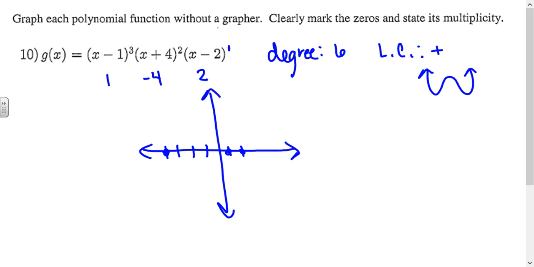Then we have to check to see if it's supposed to cross the x-axis or touch the x-axis. So this one is odd, so it crosses at this one. This one is even, so it touches at this one. And this one is odd, so it also crosses at this one. And the end behavior is up on both ends, so it has to be up on this side and up on this side. So I'm going to start up here. I'm going to touch, which means I have to bounce back up. Then I'm going to cross, and then I'm going to cross.